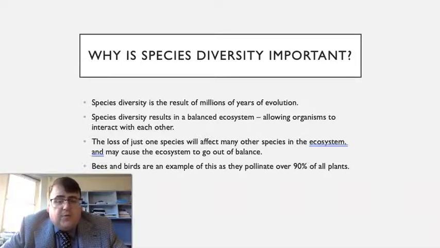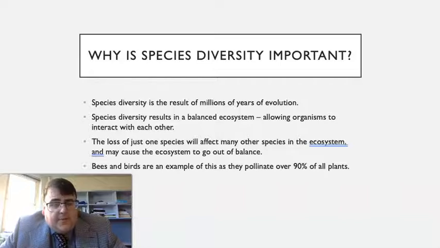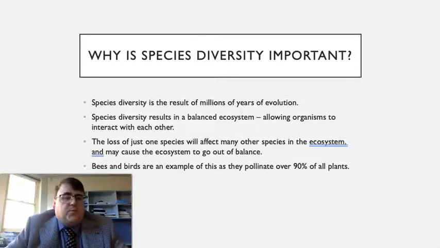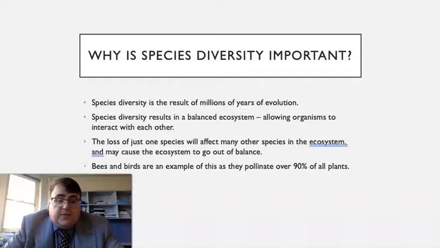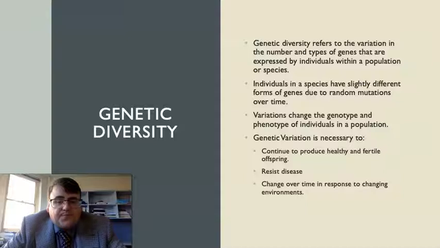plants on Earth. So remove bees and birds, plants don't pollinate, plants will die out. Plants die out, we lose producers, whole food chains collapse. So bees and birds are really important for species diversity as well. And this is what can happen if you remove one organism or one set of species from an ecosystem.